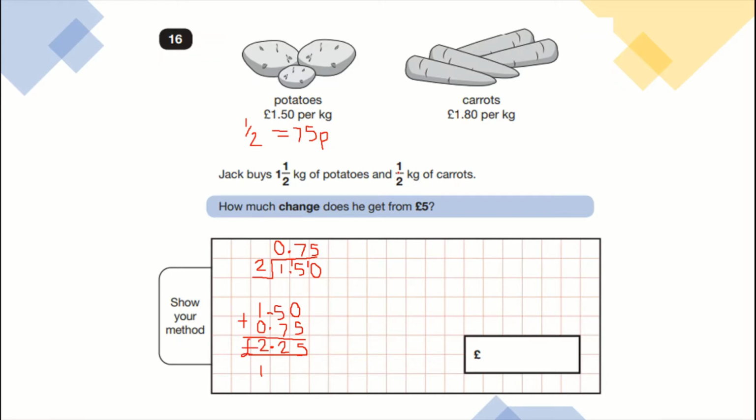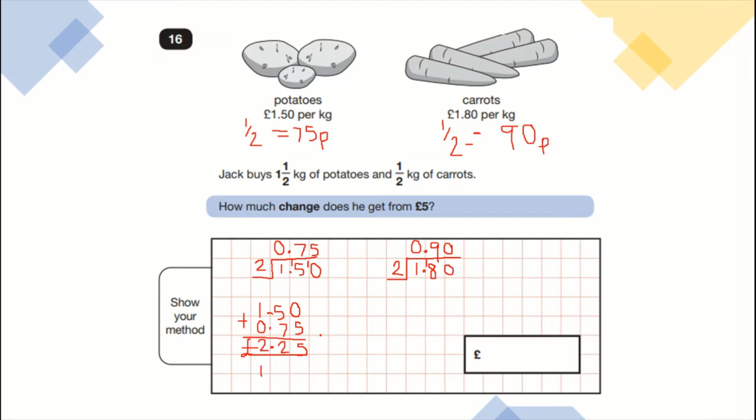Now we need to work out what half a kilogram of carrots equals. £1.80 divided by 2. 2 into 1 is 0 times, carry over the 1, put in our decimal place. 2 into 18 goes 9 times, 2 into 0 is 0. Half a kilogram of carrots equals 90 pence.